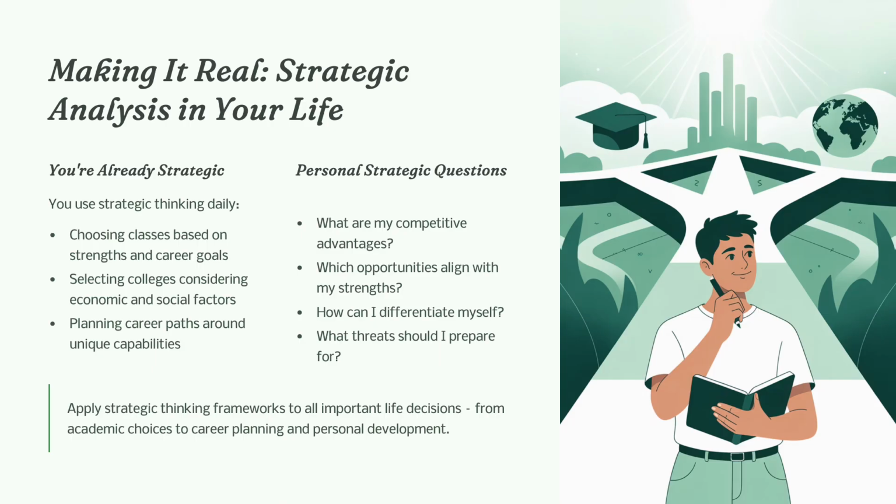When you're thinking about college, you're doing PESTLE analysis. You're considering economic factors like tuition costs, social factors like campus culture, and technological factors like online learning options. You're even thinking about competitive advantage. What makes you unique compared to other college applicants? What combination of grades, activities, and experiences gives you an edge? The same thinking applies whether you're choosing a college major, planning a career, or starting a business. The frameworks we've discussed help you make better decisions by forcing you to think systematically about your situation.